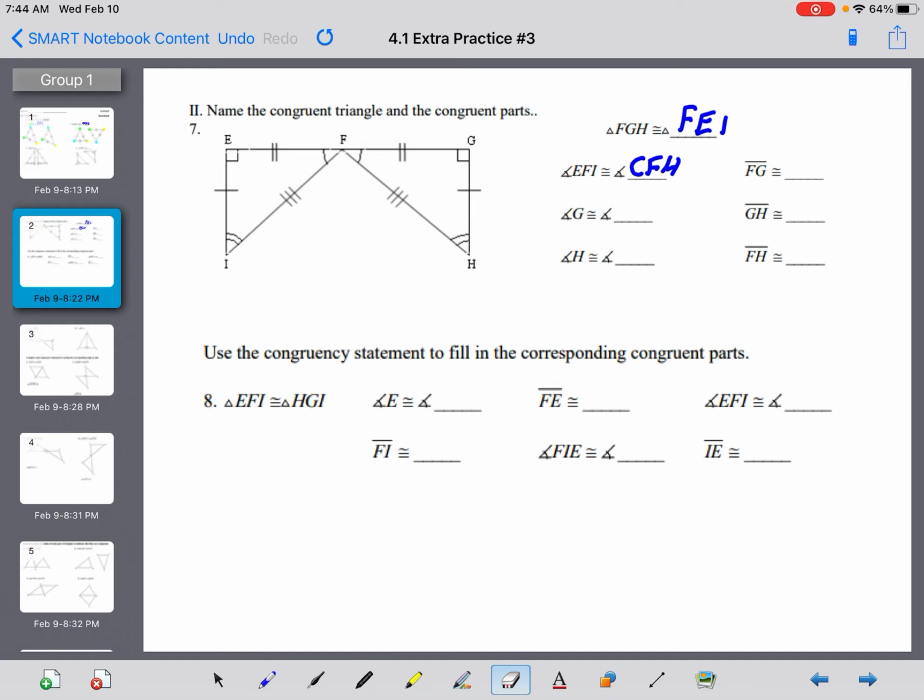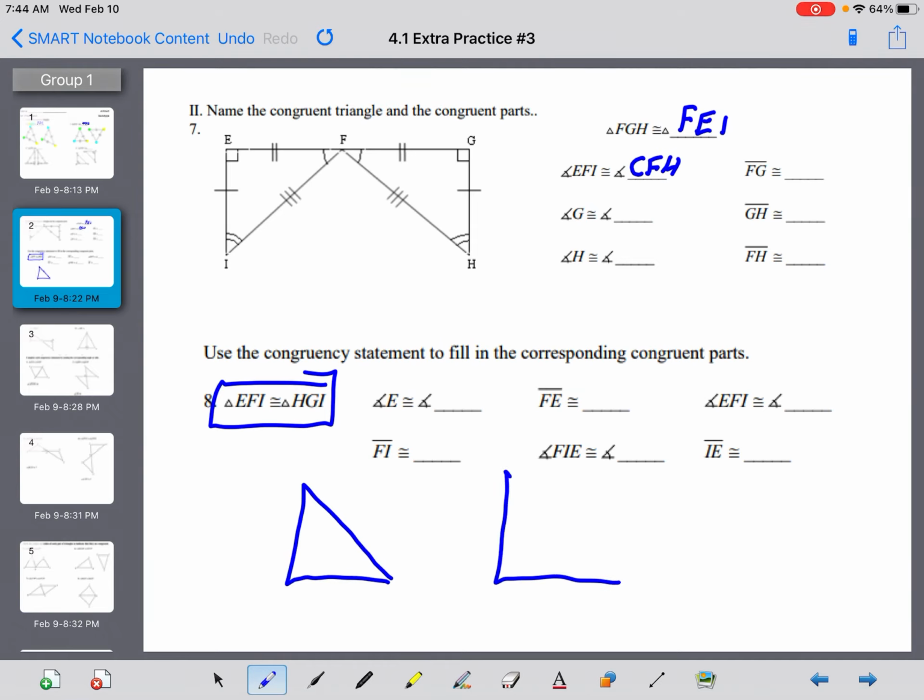On the bottom here, they're asking you the same questions, except they don't provide you with the triangles. All they give you is the congruency statement. So draw 2 triangles. I'm going to call the first one EFI, and this one I'm going to call HGI. Okay? Draw your congruencies. Okay, and then your first question would ask, angle E is congruent, and that would be to angle H.